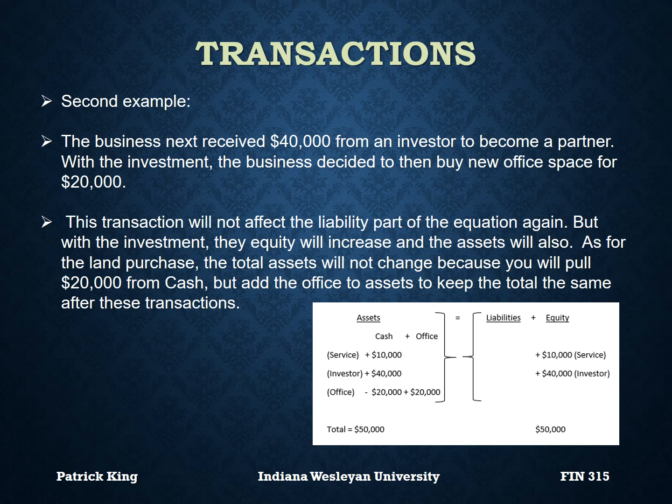Using the accounting equation, $40,000 goes into $40,000 cash of assets. On top of that, when the company pulled $20,000 out to buy new office space, which is considered an asset, pulling $20,000 of cash is both assets, so it balanced the equation out to $50,000 on both sides.